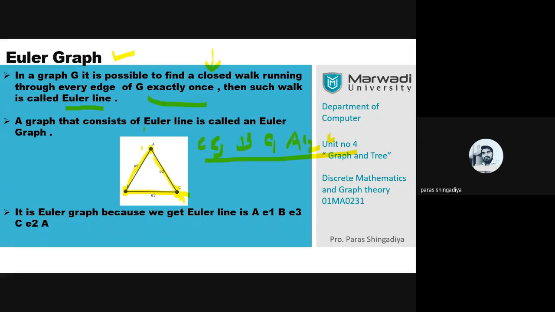Here my starting point is A: A, E1, B, then E3, C, then E2, A. There the starting point is A, so it is also known as an Euler line, and this graph consisting of such an Euler line is called an Euler graph.